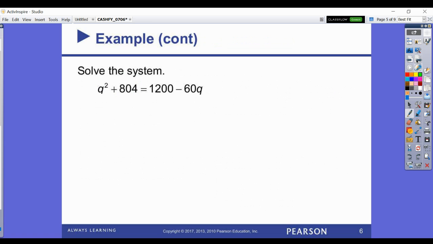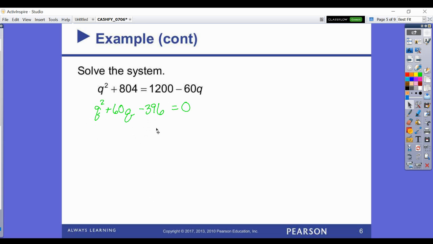So I have that set up on the next page. I just set them equal and solve. Now there's a Q squared, so I'm going to get everything on one side with the Q squared. So add 60Q over here and take 1200 minus the 804 to the other side. Or, sorry, we are going to subtract 1200. We're getting everything on one side because we have a quadratic. We're going to get negative 396 on this side. And from there, we can factor that.